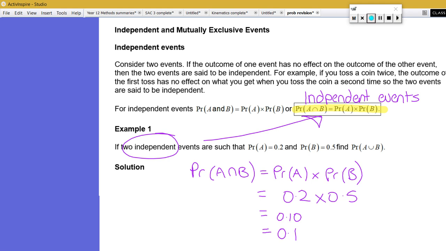Now, they were asking us to find the probability of A union B. Well, now we need to think of a rule or a formula or an equation that connects A union B with that information we have. And that's the addition rule that we used a minute ago: the probability of the union is equal to the probability of A plus the probability of B minus the probability of the intersection. So subbing in what we know, A was 0.2, B was 0.5, and we found that the intersection was 0.1. So we can see that it's 0.7 minus 0.1, which is 0.6.